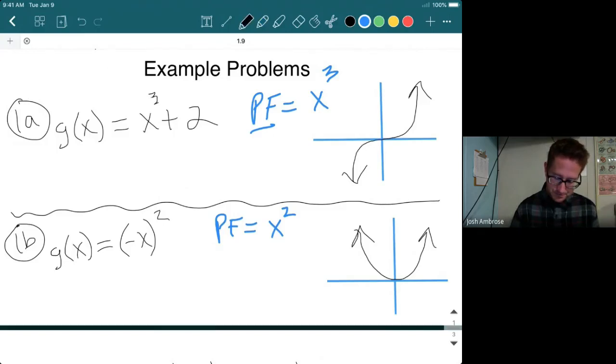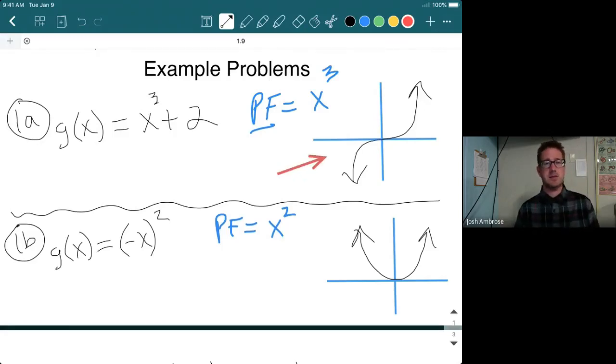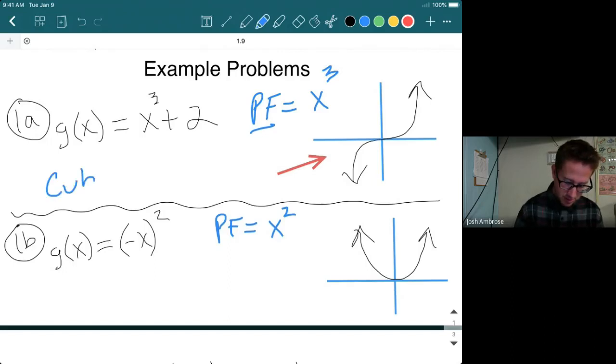Let's just make sure you're tracking with me here. This is the graph for the parent function of x to the third power. And the directions, step 1, say, what is the name of this parent function? And the name of this parent function is a cubic. So that's part 1 of the answer. It's a cubic function. Part 2 says then describe the transformation.